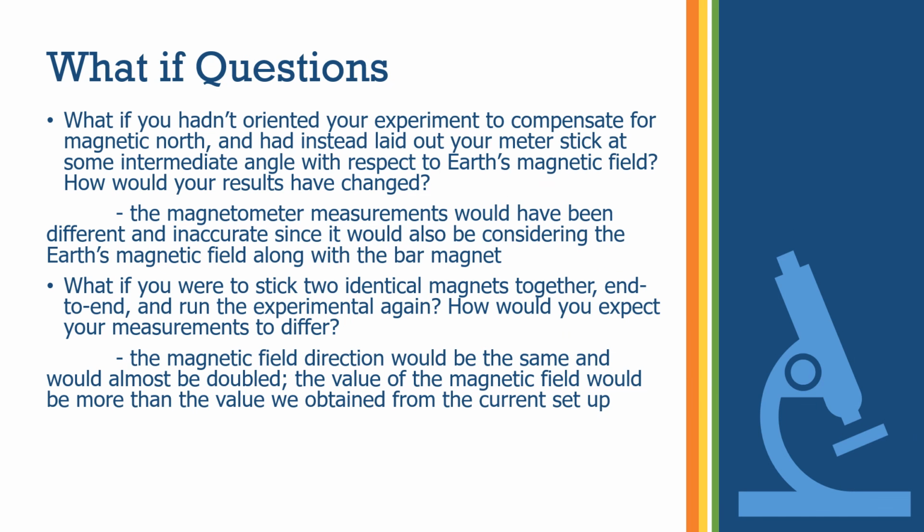The what-if questions. For the first one, I said the magnetometer measurements would have been different and inaccurate since it would also be considering the Earth's magnetic field along with the bar magnet. And for the second one, I said the magnetic field direction would be the same and would almost be doubled. Also, the value of the magnetic field would be more than the value we obtained from our current setup.